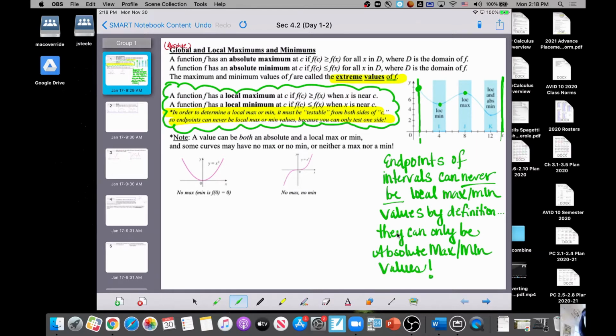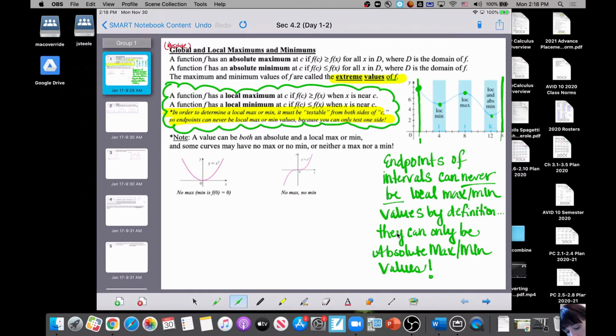Okay, so endpoints cannot be local maxes and mins, but they can be absolutes. So when we look at, again, this picture of the function that we are given, we can see that we have an absolute maximum at x equals 1. We have a local minimum at 4. We have a local maximum at 8.